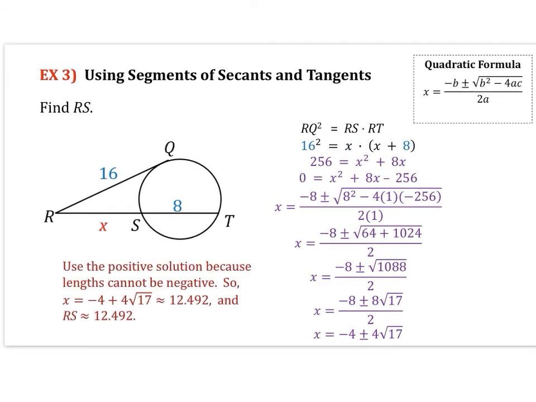Now because we have a positive and a negative, it's two different x values. We want to use the positive solution because the lengths cannot be negative. So we would eliminate the negative option and just identify that x is -4 plus 4 square root of 17. So when you type it in your calculator, it comes out to 12.492. So the length from R to S is 12.492.